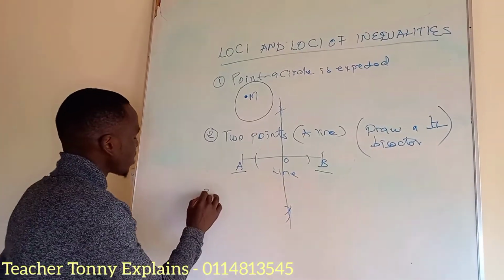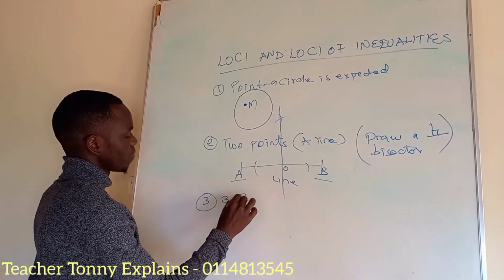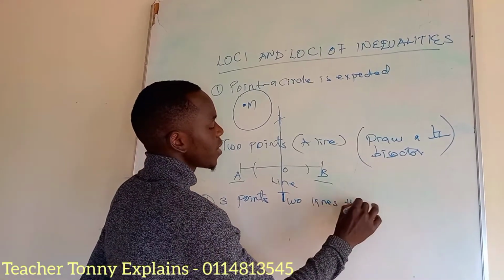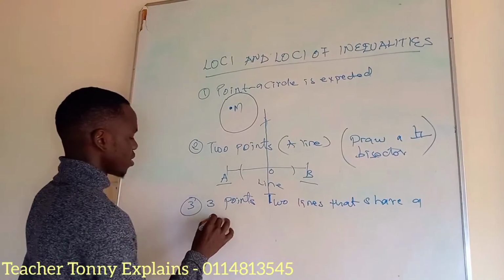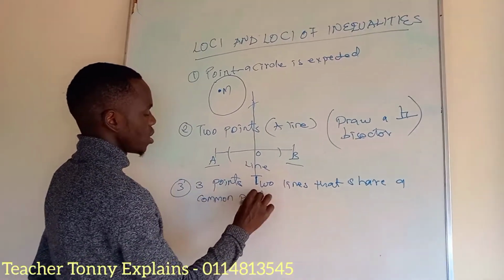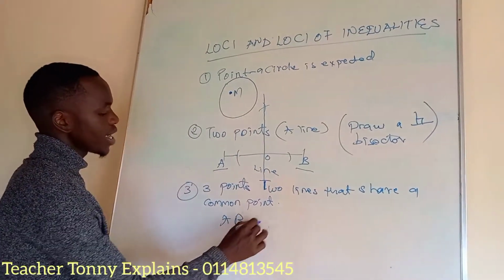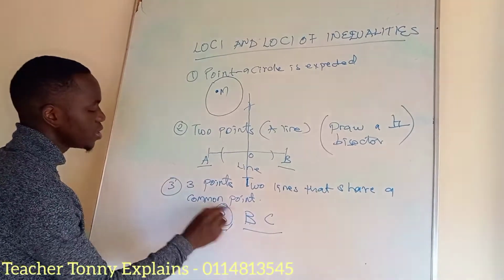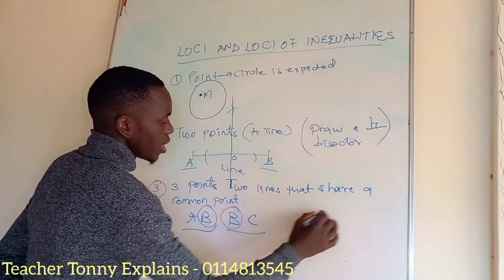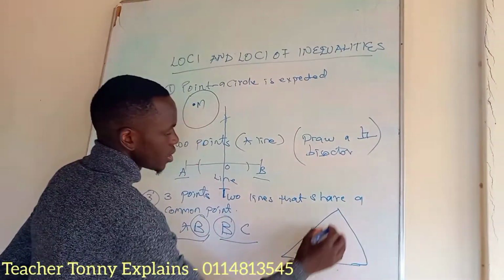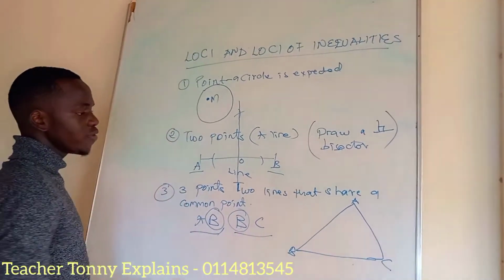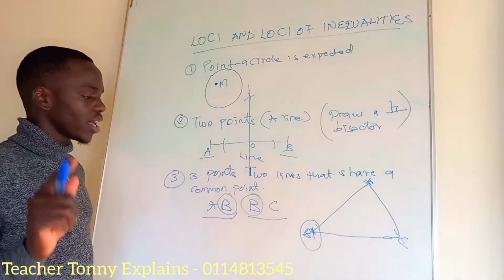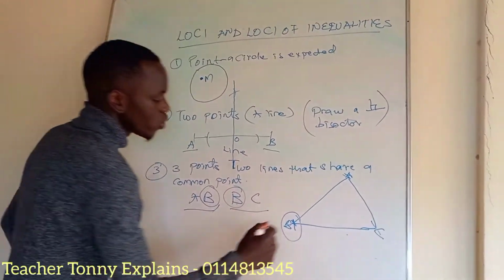Number 3, when you are asked for the locus of 3 points, this is the same as the locus of two lines that share a common point. So for example, you have got line AB and line BC. So this is the locus of 2 lines that share a common point, that is point B. For example, take a triangle ABC. If you take line AB and BC, you realize that they share a common point, that is point B.